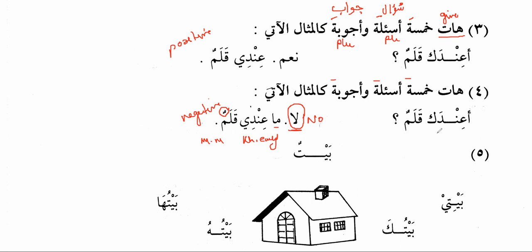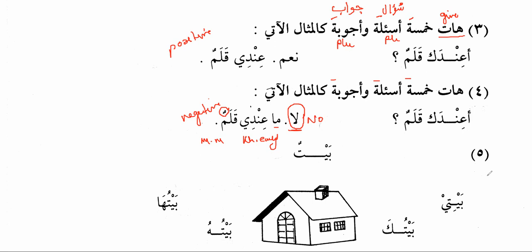So, a indak daftarun? La, ma indi daftarun. A indak thawbun? La, ma indi thawbun. A indak ukht, indak, inda. Remember, this is inda. So, we cannot use any human beings. We will use only ghair aqil. A indak haqibatun? La, ma indi haqibatun.